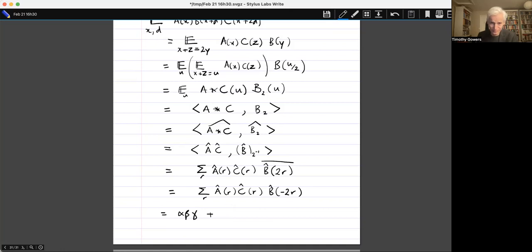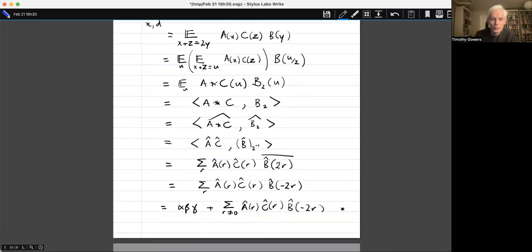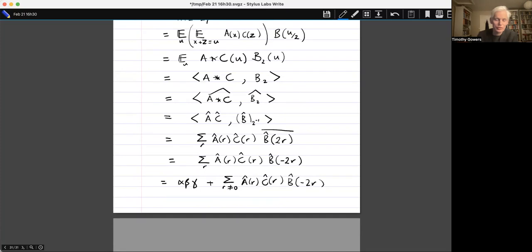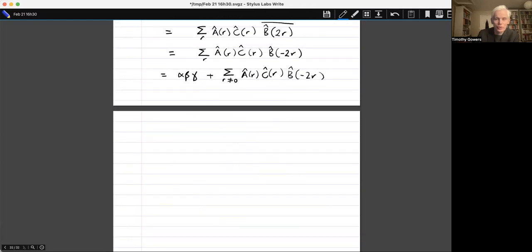plus the sum r not equal to 0 of a hat r, c hat r, b hat of minus 2r. And what are we trying to do? We're trying to prove that this quantity is not too small. And we're actually going to show that it's at least alpha, beta, gamma over 2 under suitable conditions. I think this has been a rather long page, so I deserve a fresh one.